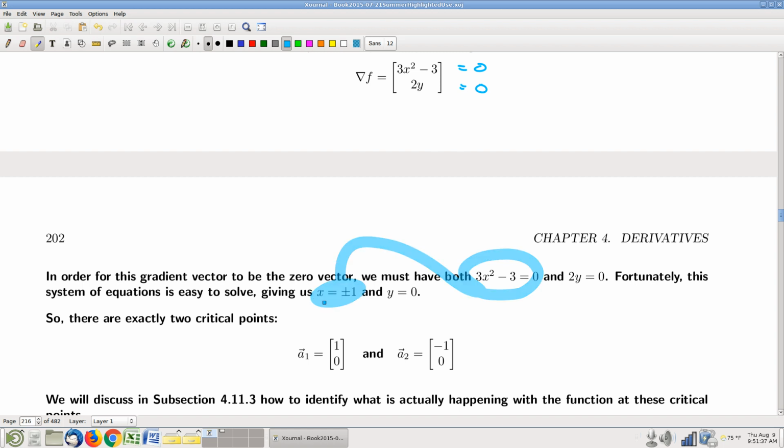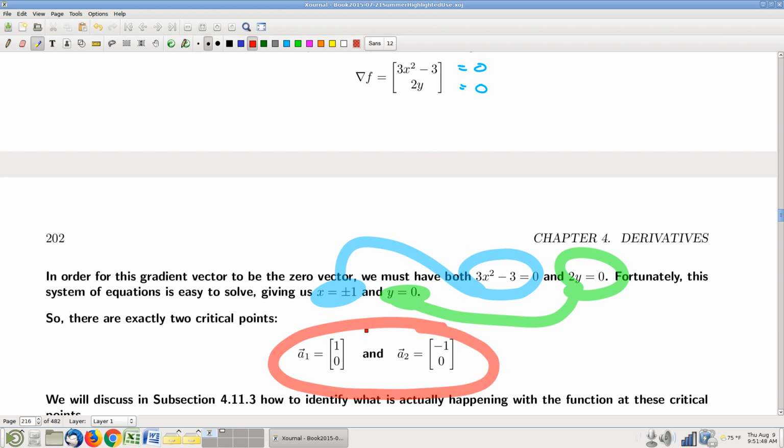This clearly gives you x being plus or minus 1. This clearly gives you y equals 0. And having written that down, of course, there's only 2 points in the entire plane that satisfy those equations. So we've just eliminated every point in the entire plane except for these 2. Everybody on board? These are the only critical points.